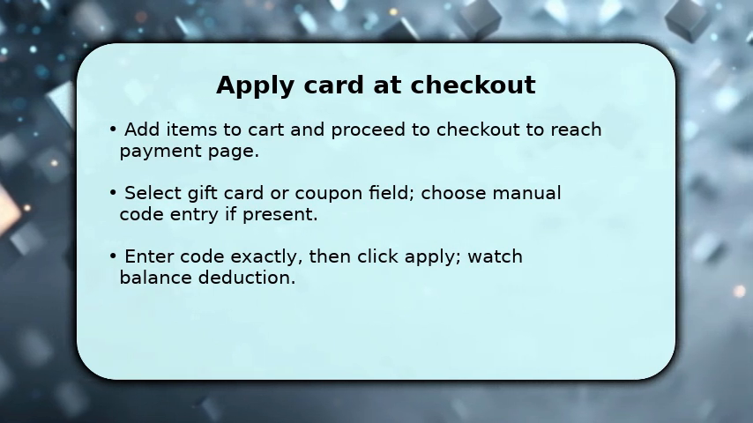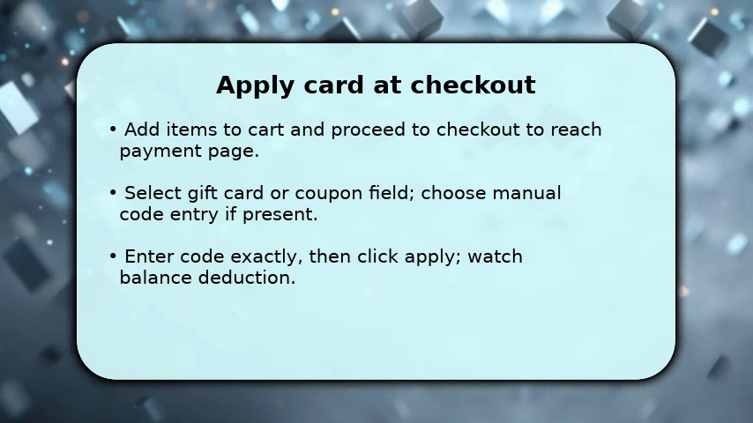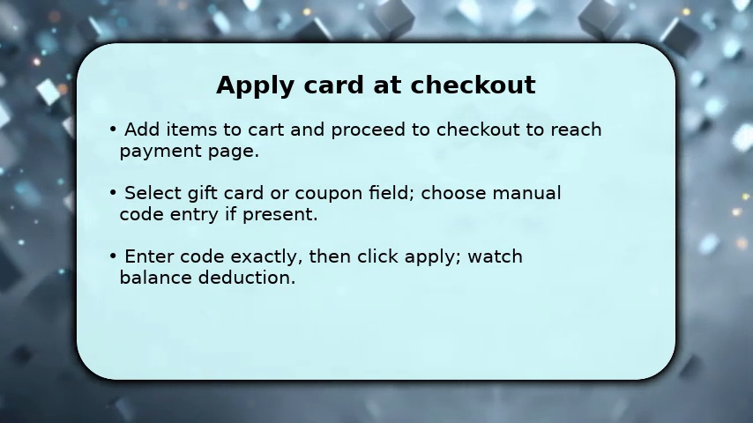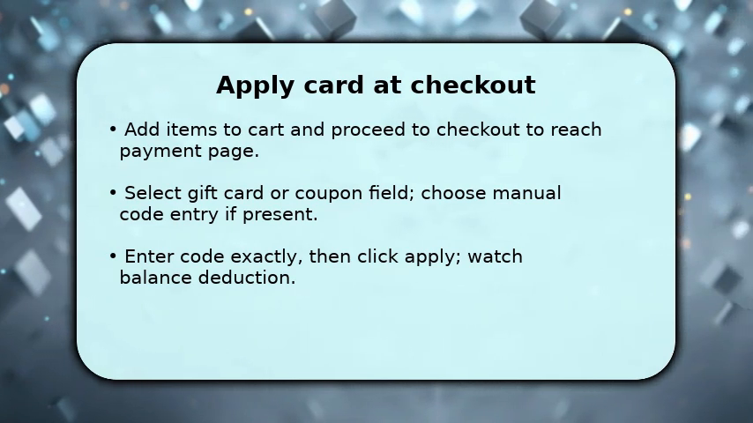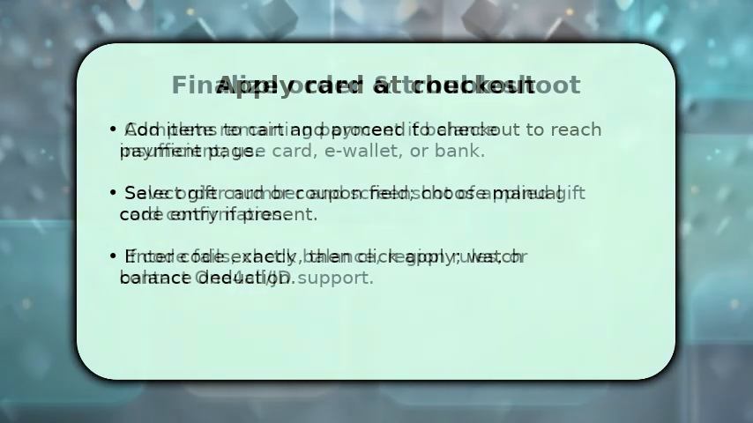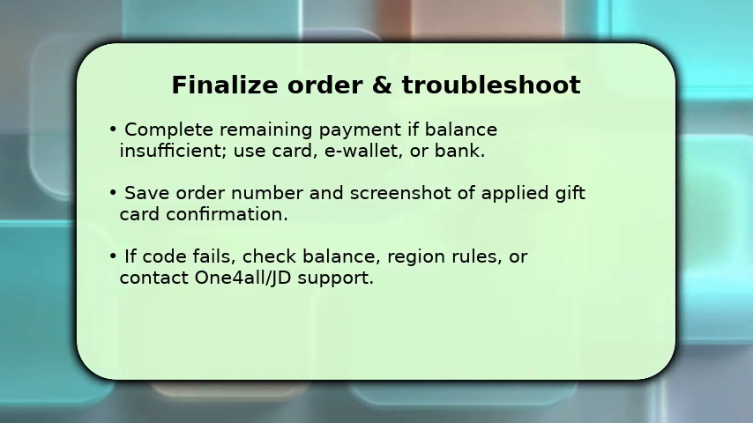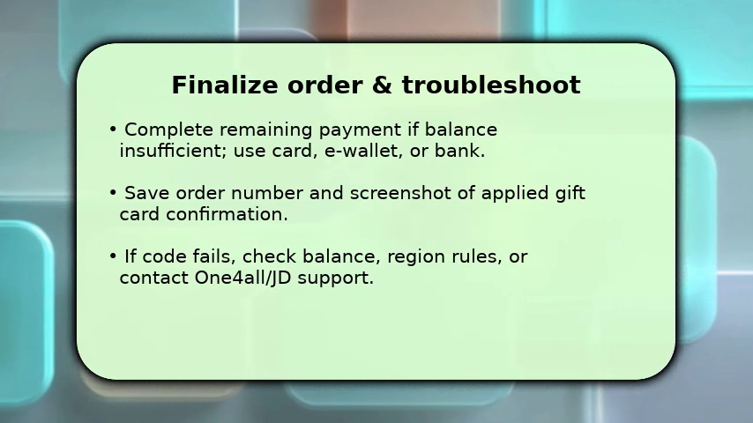JD will validate and deduct the available balance. If the card covers part of the order, JD will show the remaining amount to pay. If it covers all, confirm and place the order to complete the purchase. Finish by paying any leftover amount with your preferred method and confirm the order. Save the order number and a screenshot showing the gift card application for records.